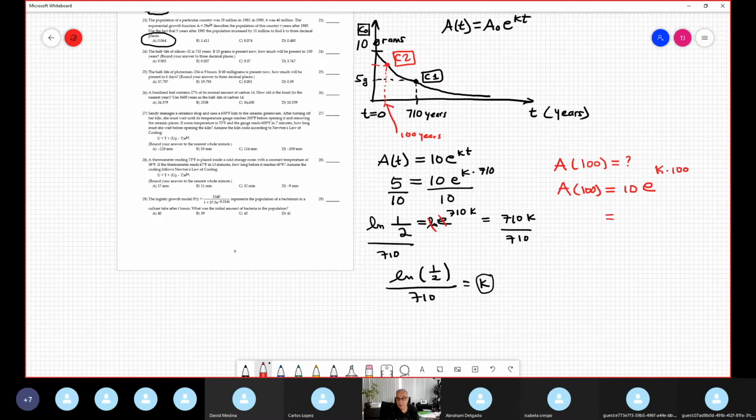Okay, now ready. Put this in the calculator. This is 10 multiplication exponential. Inside the argument of the exponential, inside the parentheses, I put k, alpha k, multiplication by 100 years. Close the parenthesis and press enter. Oh, I get the answer.